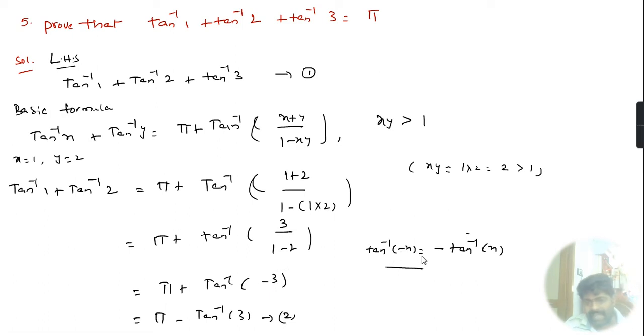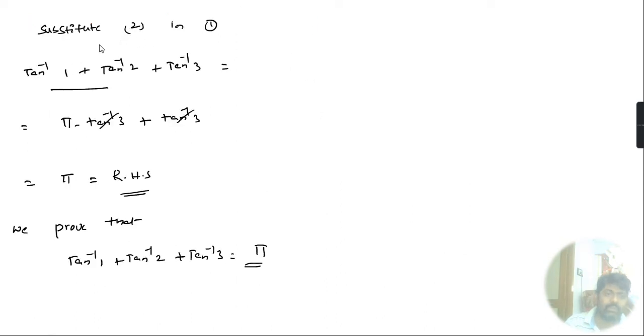We know the formula: tan inverse of minus x is minus tan inverse of x. So therefore we get pi minus tan inverse of 3. And we substitute 2 in 1, that is tan inverse 1 plus tan inverse 2 plus tan inverse 3 is equal to, if this is 2, the value of this one is pi minus tan inverse 3 plus tan inverse 3. The tan inverse 3 cancels, and finally we get pi, which is equal to the RHS.